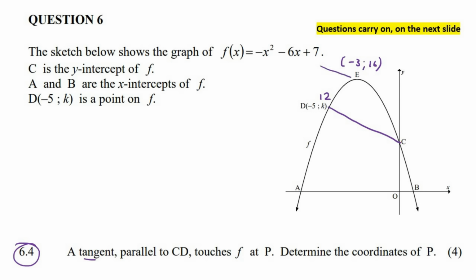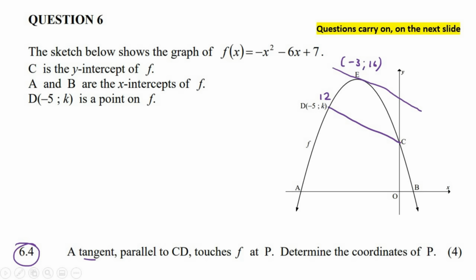Now be careful. This part's really important. No one said that it's going through E, okay? It might just look like it's touching E, but don't take that for granted. It might not be. There's no theory that tells us the tangent has to touch the turning point, because it could just be touching in the front of here. It's not necessarily going through the turning point. A lot of learners are going to just assume that it is. It might be, but it doesn't have to be.